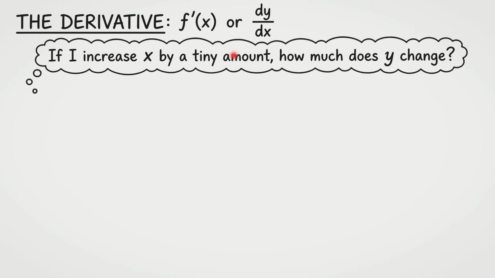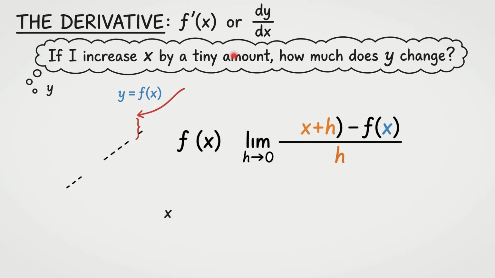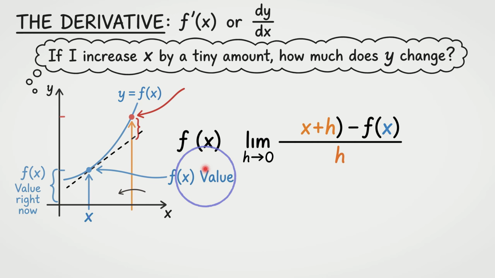Let's break down exactly what that means using this graph and its corresponding limit equation. Imagine we are at a specific point on a curve. We start with our current input x. Plugging that into a function gives us a current value f of x, which corresponds exactly to this blue spot right here on the curve.